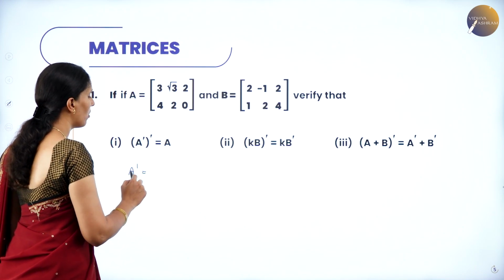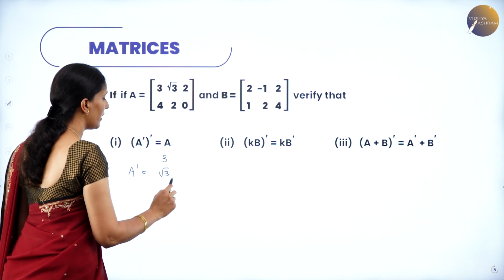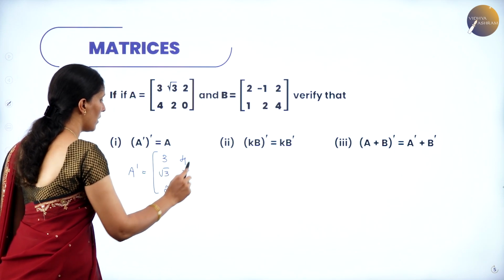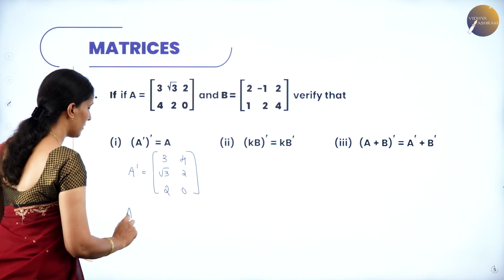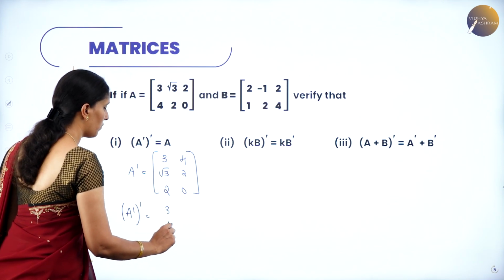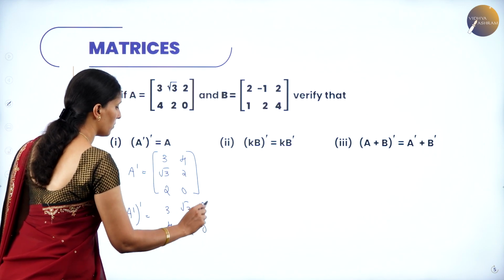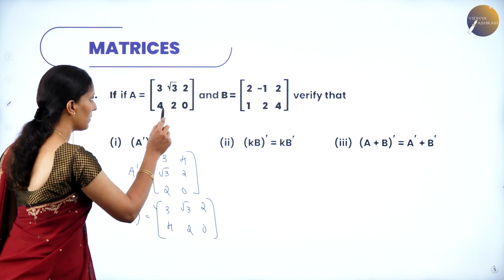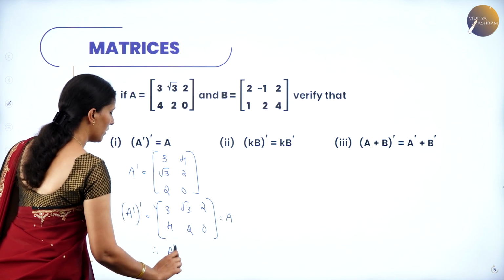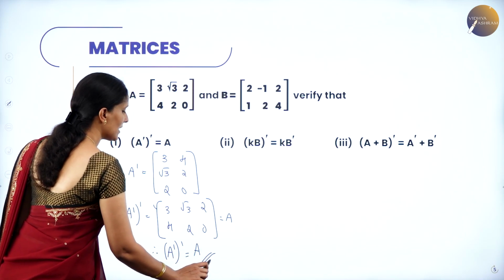Let's take A transpose. Then it becomes 3, root 3, 2 and 4, 2, 0. Now let us transpose it again. If you transpose it, 3, 4, root 3, 2, 2, 0. Isn't it one and the same here? So this is equal to A. So therefore we conclude A double transpose is always A.